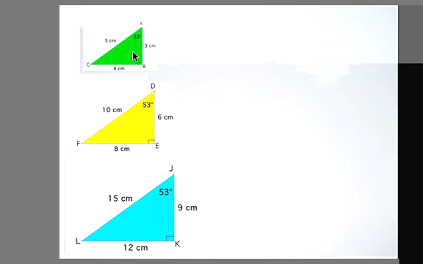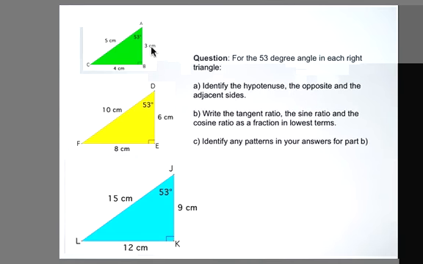So now what I'd like you to do is for the 53-degree angle in each of these same right triangles, I'd like you to first of all identify the hypotenuse, the opposite and the adjacent sides, then write the tangent ratio, sine ratio, and cosine ratio for each of the 53-degree angles in lowest terms, and then also look for any patterns again that you see with the trigonometric ratios.